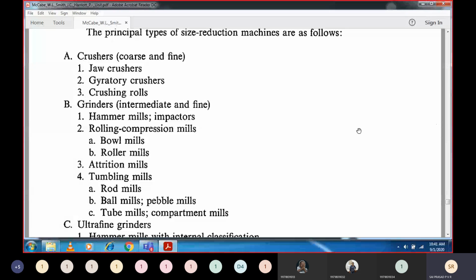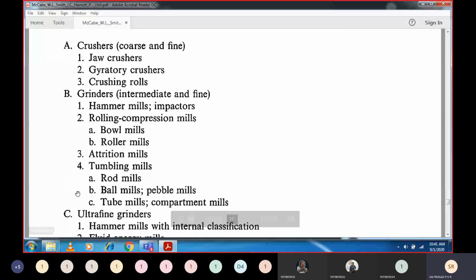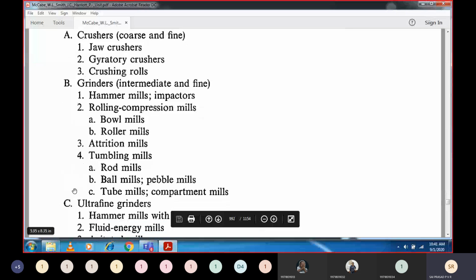So three examples are there. And from there we move to category number B, where we have grinders. Intermediate to fine crushing will take place in this. And here the examples are hammer mills, impactors, rolling compression mills, ball and roller mills. Third one is attrition mills. Fourth one is tumbling mills: rod mill, ball mills, pebble mills, tube mills, compartment mills.